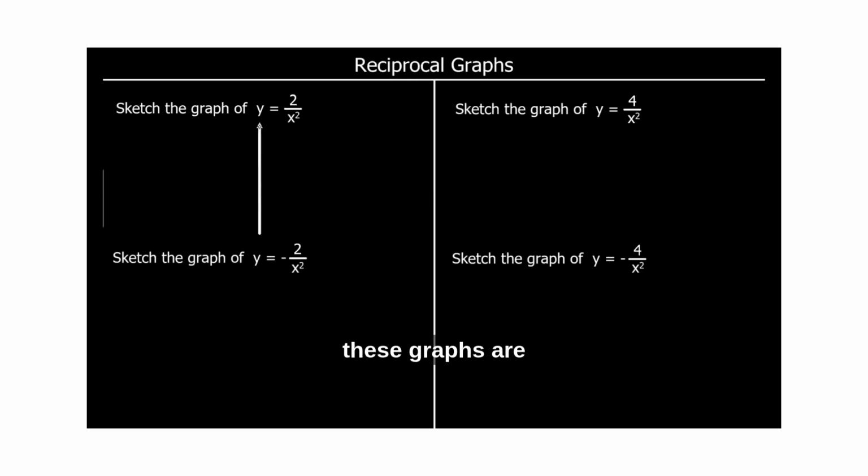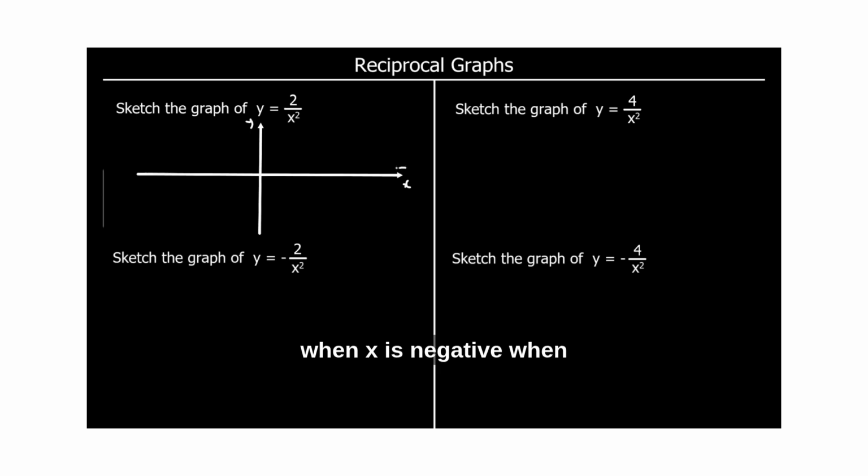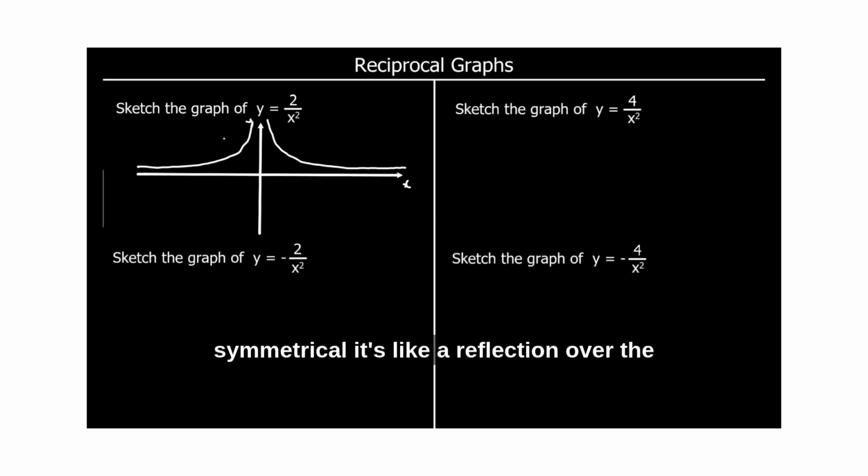So these graphs are pretty much the same as the previous ones. The only difference is if you put in a negative, you're going to get out a positive. When x is negative, over this side, the y's are positive. So it's symmetrical. It's like a reflection over the y-axis. The negative one.